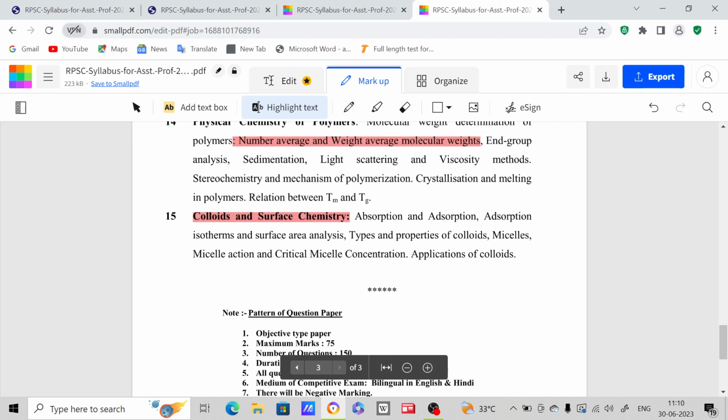So next one is colloid and surface chemistry. This is not that important, and in this just focus on micelles. Okay, so micelle formation and focus on adsorption terms and the difference between adsorption and absorption and the properties of adsorption and absorption. Just focus on those things. You don't need to study anything outside of that.